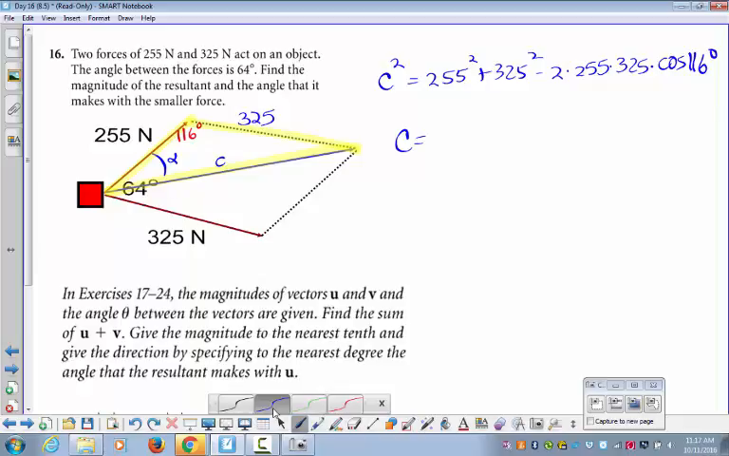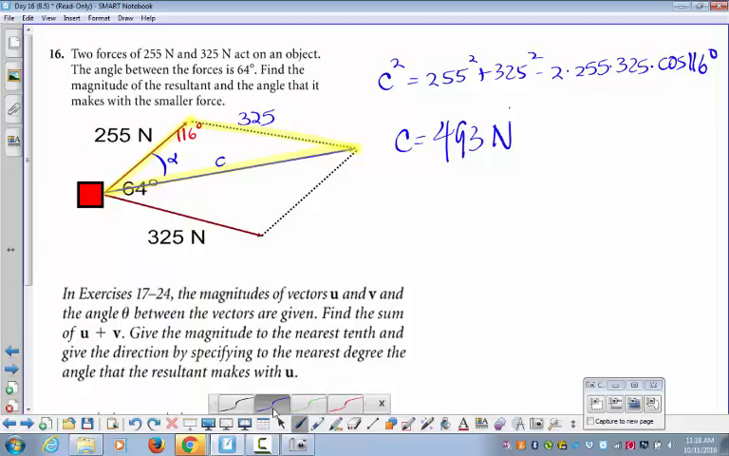And what do we get? 493. And those units would be newtons. Somebody else get that 493? Yeah. Confirmation? Okay. Just make sure. And now we have to find angle alpha.